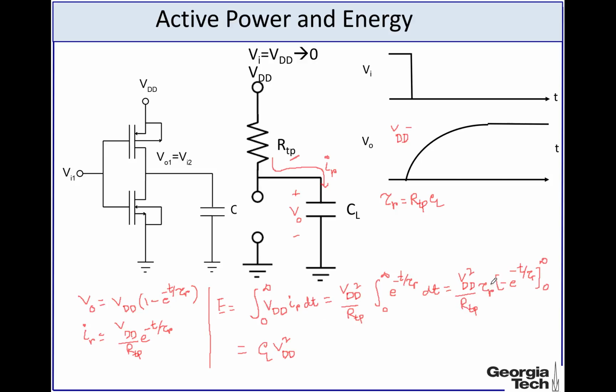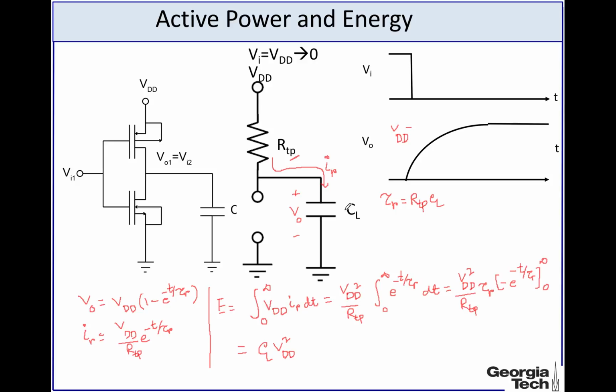Now how does it come? Because tau r is RTP CL, so RTP over tau r is simply 1 by CL, so just replace it, you will get this one. Alright, so what does it mean? It means that when the input goes from VDD to 0, the output goes from 0 to 1, and as the capacitor is charged from 0 voltage to VDD, the total amount of energy that gets transferred from the power supply voltage to this capacitor comes out to be CL VDD square.